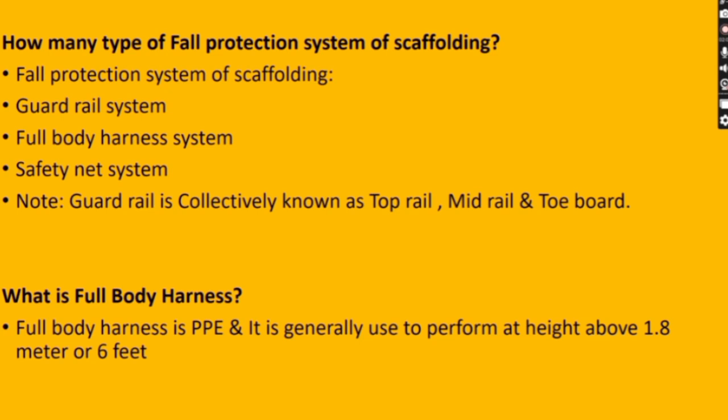How many types of fall protection system of a scaffolding? Fall protection system of a scaffolding: guardrail system, full body harness system, safety net system. Note, guardrail is collectively known as top rail, mid rail and toe board.